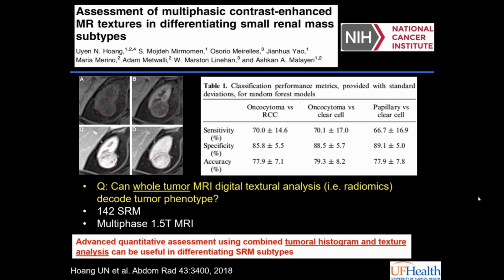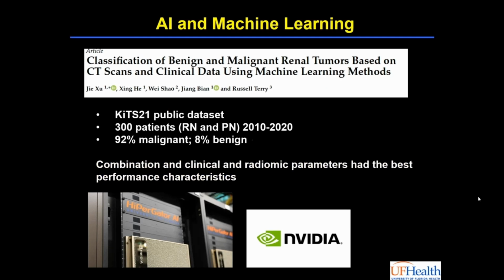So this is a glimpse into where I think cross-sectional imaging will move in the next 5 to 10 years, relying upon image analysis, whole tumor image analysis, to decode tumor phenotype. At our institution, the University of Florida, we are fortunate to have one of the fastest academic supercomputers from NVIDIA. We call this HiPerGator. We have also begun to look at AI and machine learning, applying this to data sets to see if we can segregate those that are malignant versus benign.